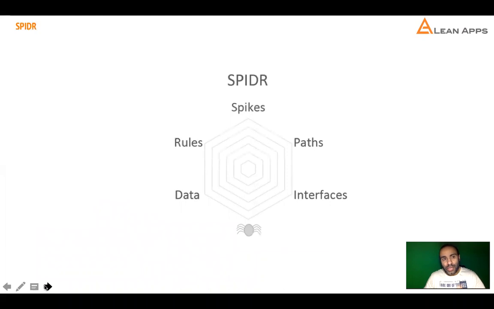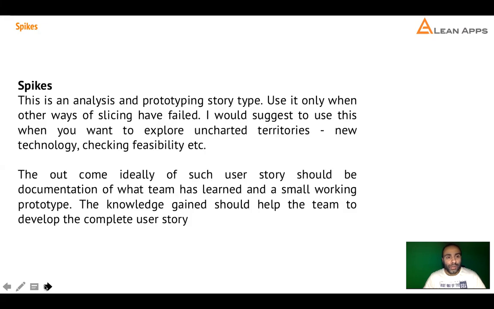Now, to do slicing of user stories, I'm taking the knowledge from Mike Cohn, which he shared in one of his videos. He was using this acronym called SPIDR, without an E, which is an acronym for spikes, paths, interfaces, data, and rules. We'll look into each one of these and see how they help us slice the stories. Now let's look into spikes.